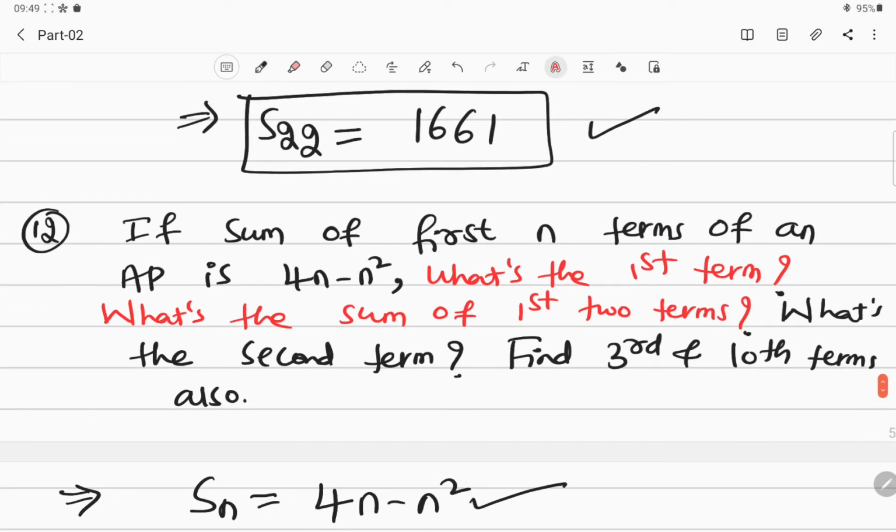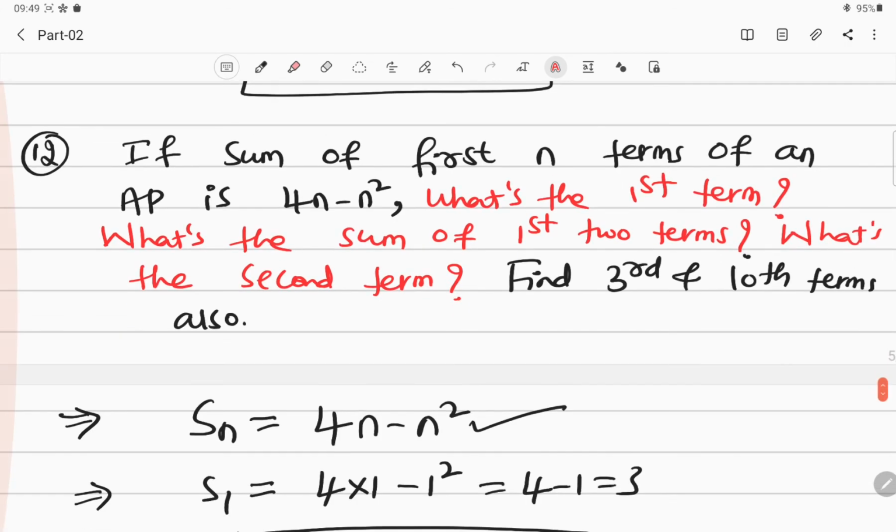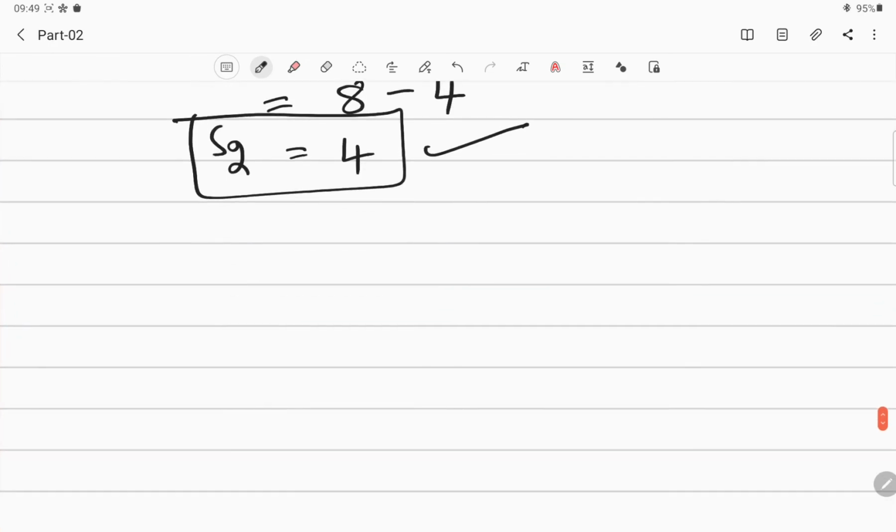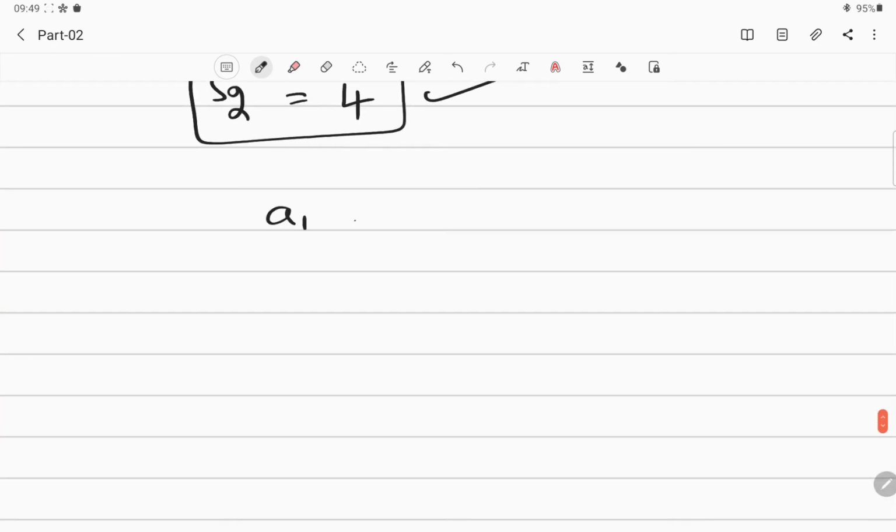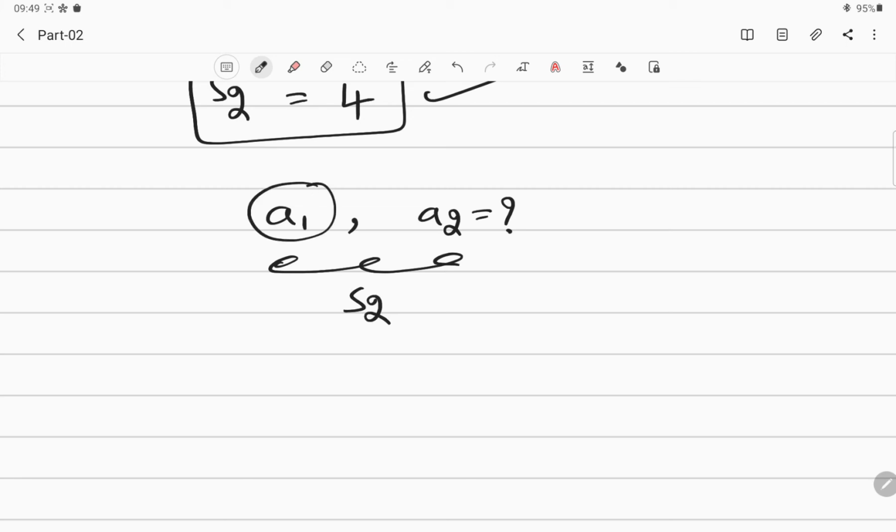Now what is the third thing they are asking? What is the second term? This is very important. Let us try to have a logic here. Second term means a2, right? So a1, a2. This is what they are asking. A2 equals question mark. Now if you add these, you will get S2, right? The first term is S1 only, the sum of one term. From this S2, if you subtract S1, don't you think you get a2?